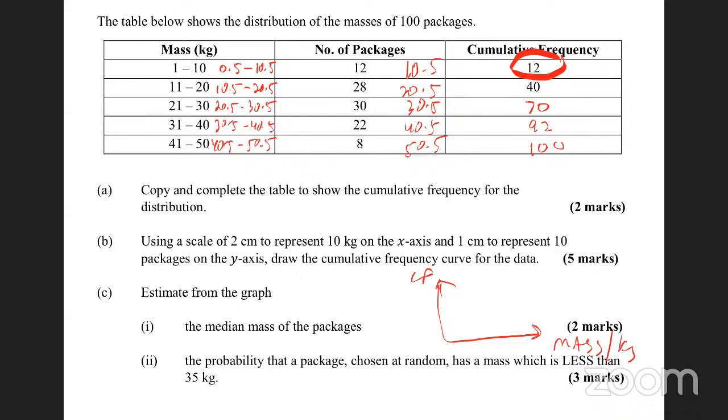Everybody okay with that? Do your scale and you're plotting those points. Everybody have graph paper? I have some in the office, $5. Anybody need?